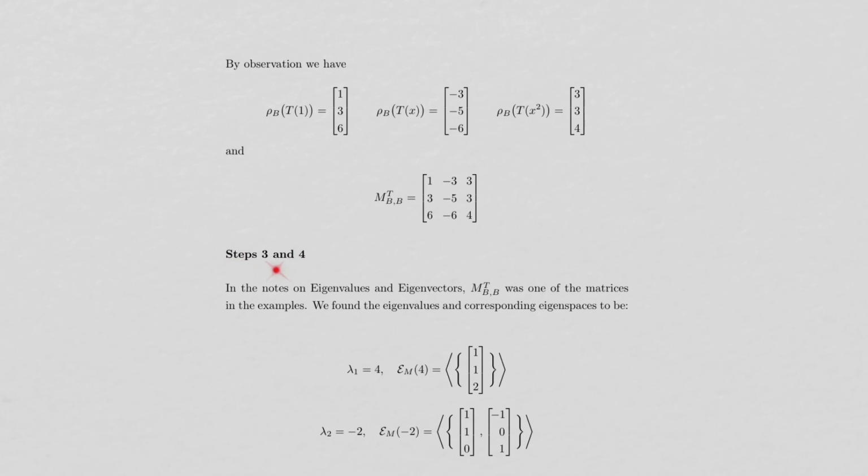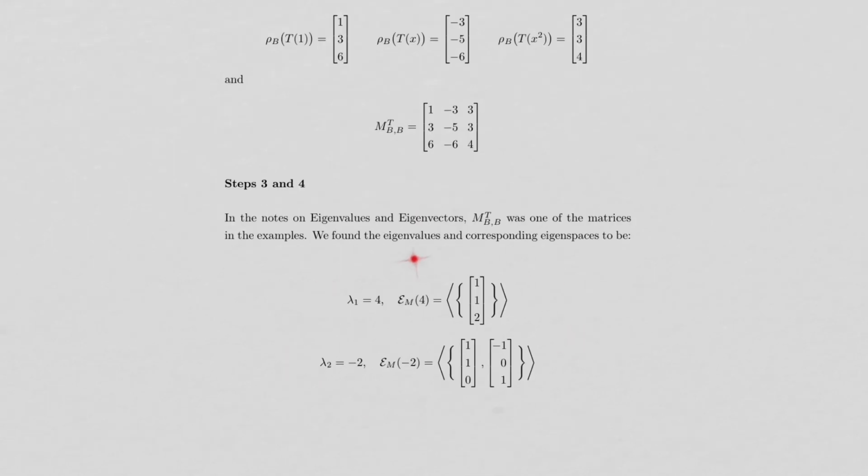Steps 3 and 4 I'm going to do together here. We're going to find the eigenvalues and the eigenvectors of this matrix. Lucky for us, in the notes on eigenvalues and eigenvectors, we saw this matrix as an example, and we found the eigenvalues and eigenspaces for this matrix, which I've summarized here for reference. If we hadn't already done that, then we would simply go through that process, just like in the previous example.